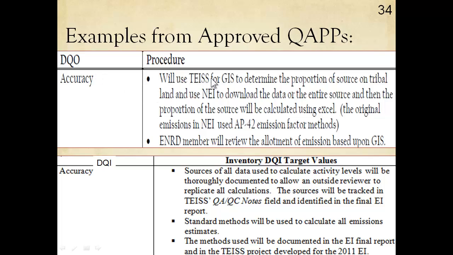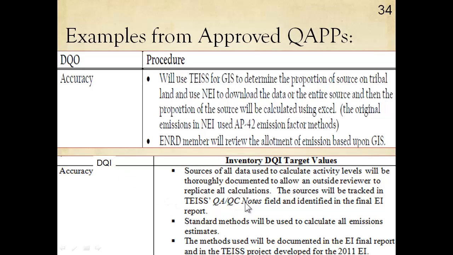So it lists the procedure saying that we're going to use TEISS and the GIS portion of TEISS to look at the proportion of the source on tribal land, and then we will scale down the emissions using Excel, and we're going to start off with the NEI data that was estimated using AP42 emission factors. And then somebody else is going to review what proportion of those emissions are actually on tribal land. That's our procedure.